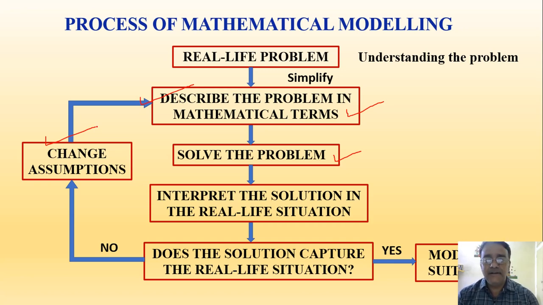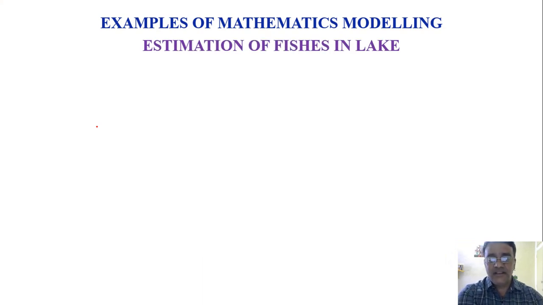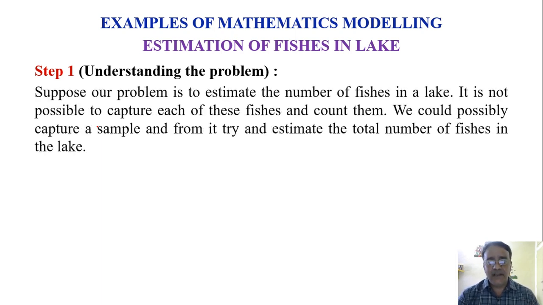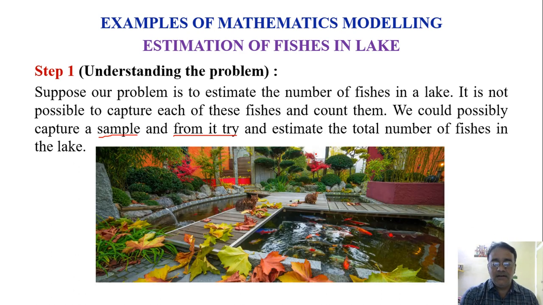So we'll see one example, the estimation of fishes in a lake. We'll take up the problem, and the first step is understanding the problem. Suppose our problem is to estimate the number of fishes in a lake. It is definitely not possible to catch each of these fishes and count them. So what we will do is capture a sample, and from it try to estimate the total number of fishes. Okay, so this is a small pond.